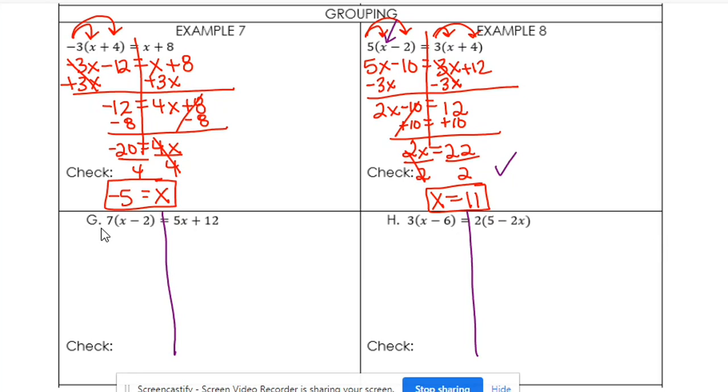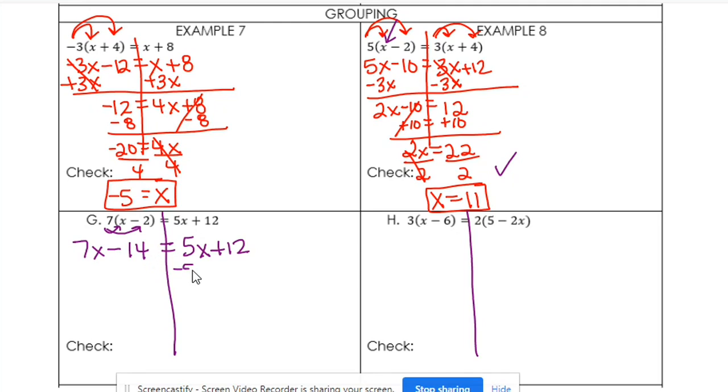All right, G, we're going to distribute the 7. So we're going to do 7 times x, which is 7x. And then 7 times negative 2, which is negative 14. On the right side, we have 5x plus 12, so there were no grouping symbols on the right. No like terms on either side that can be combined, but we do have variables on both sides.